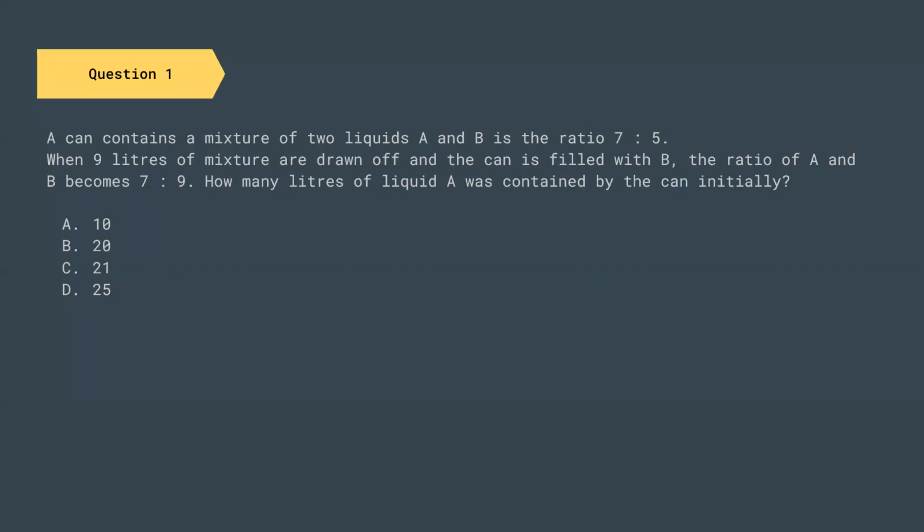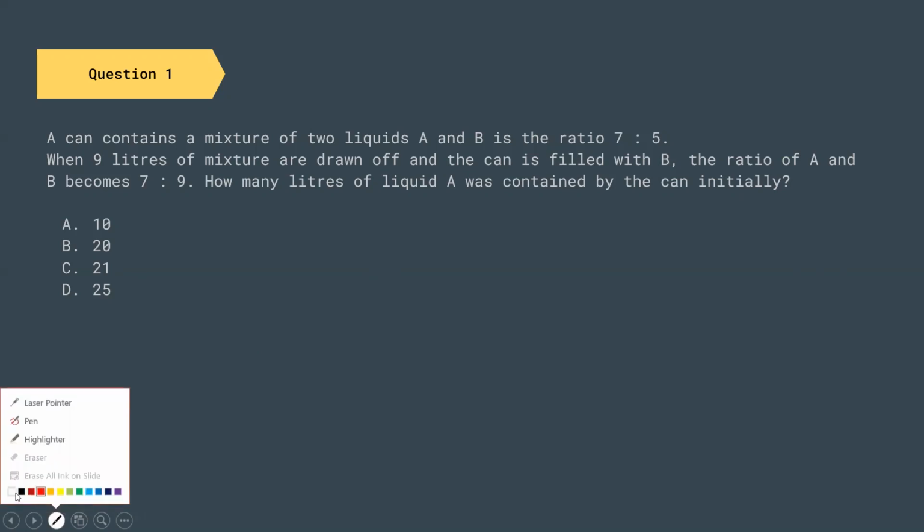So in this question, let us read the question first. A can contains a mixture of two liquids, A and B, in the ratio of 7:5. When 9 liters of mixture are drawn off and the can is filled with B, the ratio of A and B becomes 7:9. How many liters of liquid A was contained by the can initially?